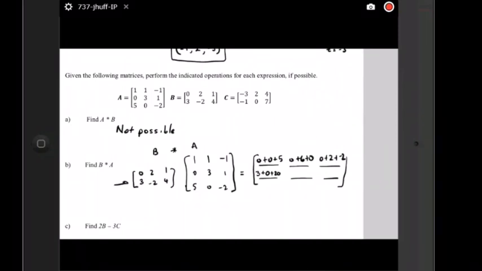Now I need row 2, column 2. So row 2, column 2 there. So that's going to be 3 times 1 plus negative 2 times 3 plus 4 times 0. And finally, I need row 2, column 3. This will be 3 times negative 1 plus negative 2 times 1 plus 4 times negative 2.